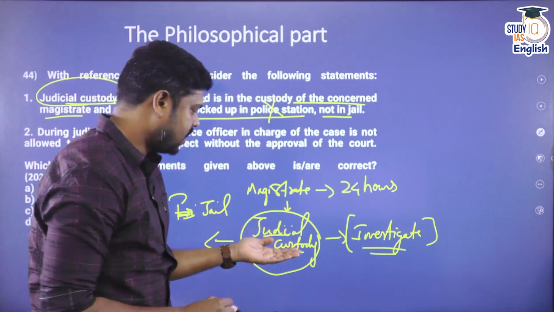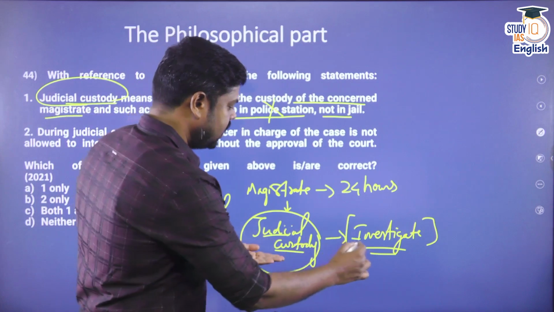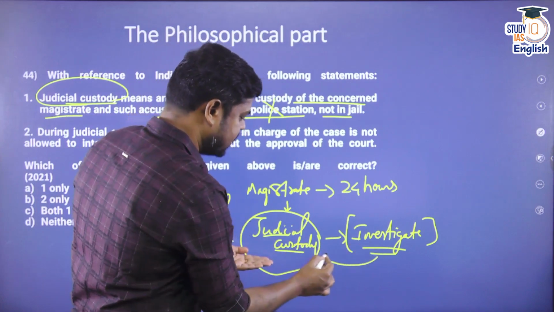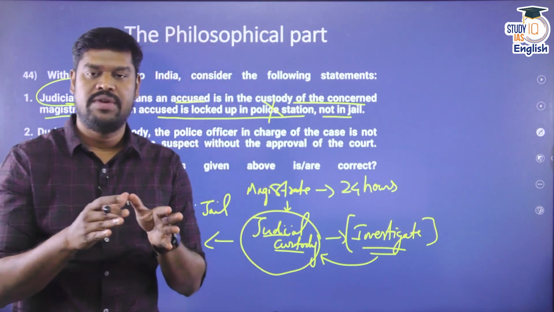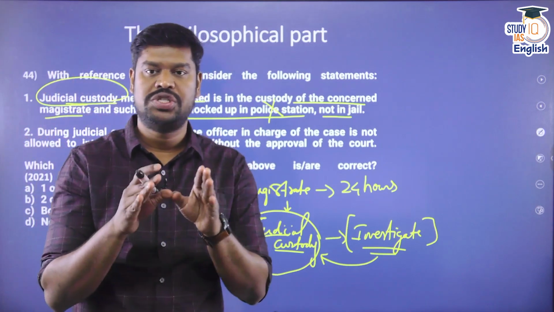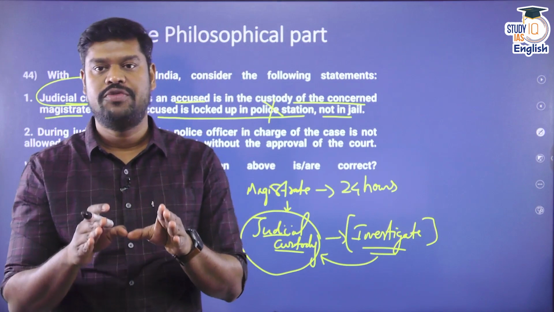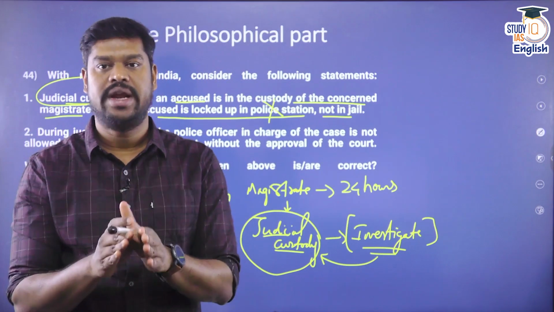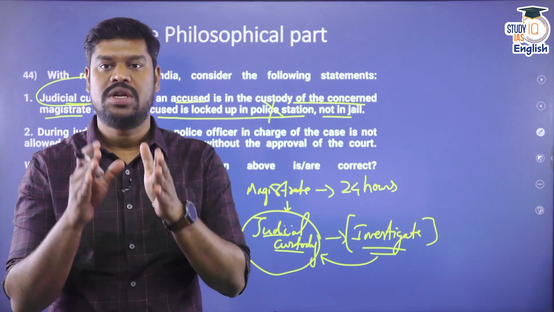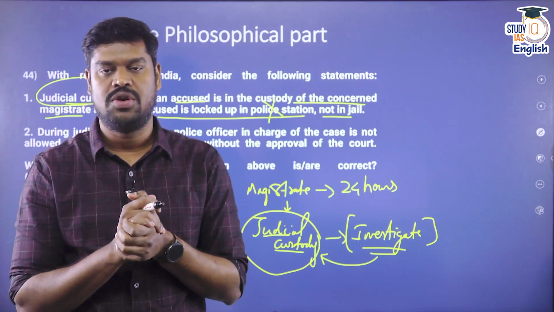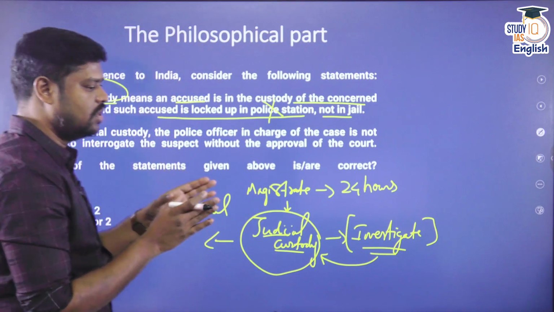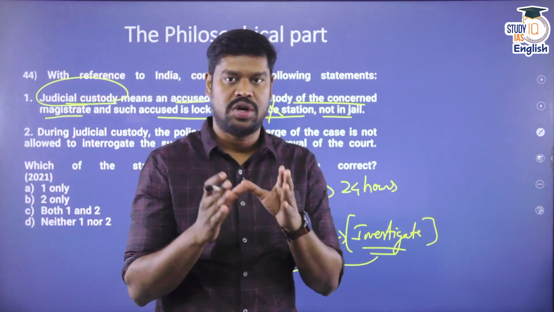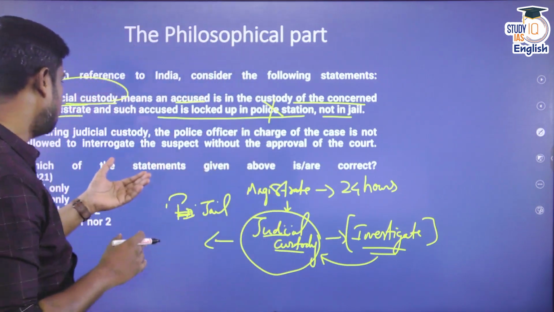And what is the idea behind this? Why is he kept in judicial custody? That would help the police officer to investigate the case further. And whenever an individual is placed in judicial custody, the police officer concerned can investigate the individual only based on the permission that is given by the magistrate, not on his own. This is a kind of protection of the individual, so that the individual is not harassed or tortured by the police in the name of investigation.